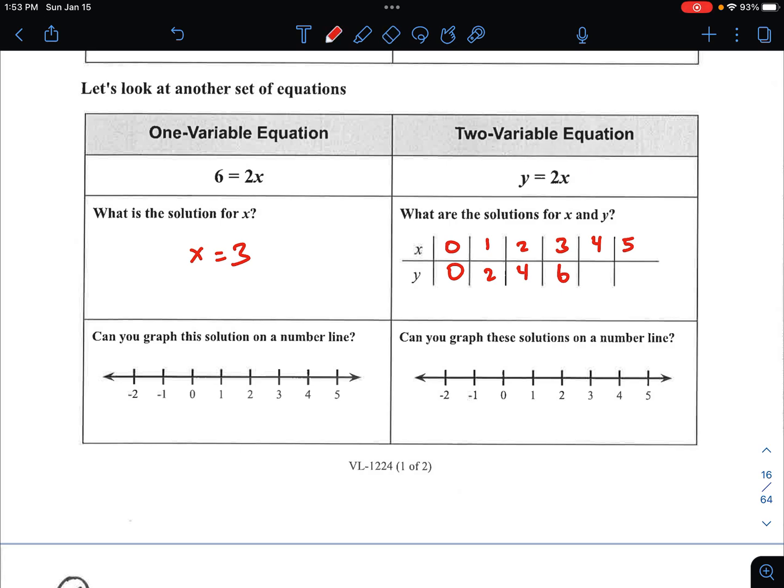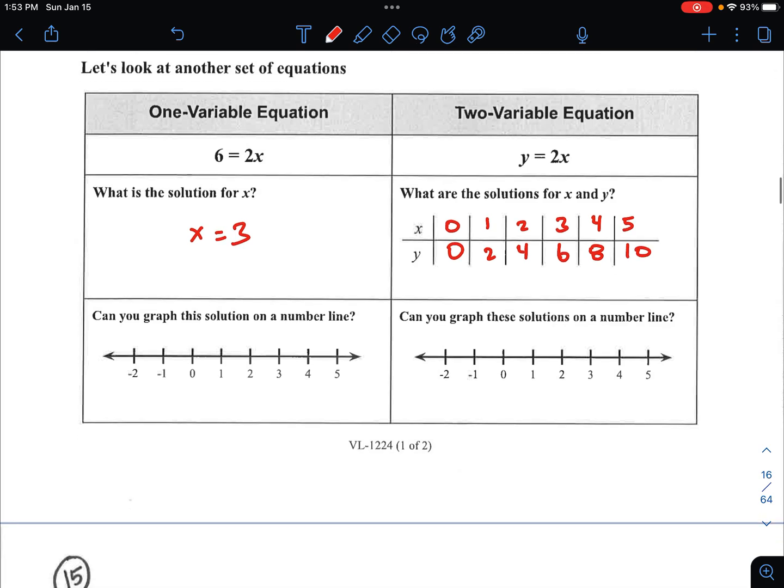And you could probably figure out the pattern. When x is 4, y is 8. When x is 5, y is 10. Sorry, that's not a very good looking 10. 10, there we go. Can you graph the solution on a number line?